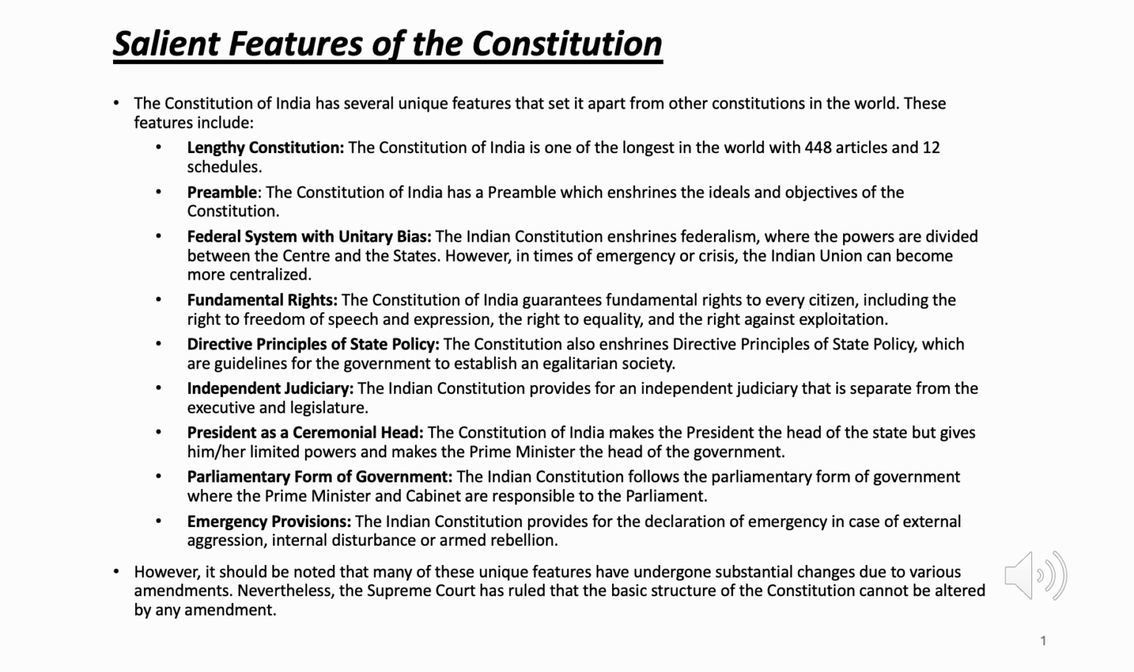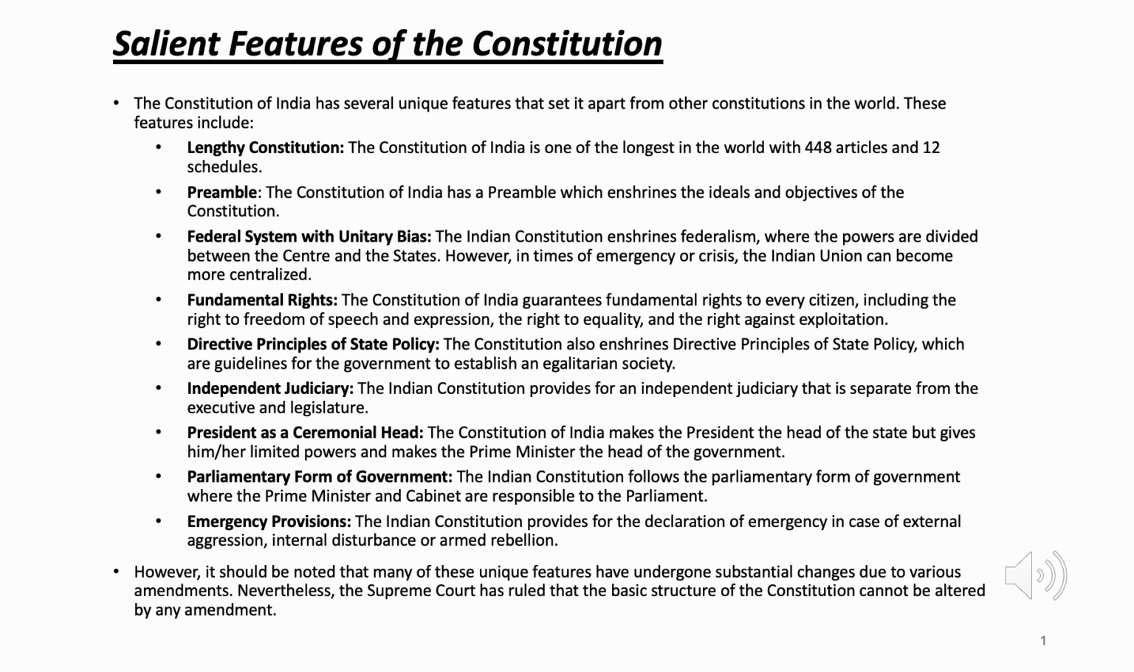Federal system with unitary bias. The Indian Constitution enshrines federalism, where the powers are divided between the center and the states. However, in times of emergency or crisis, the Indian Union can become more centralized. Fundamental rights. The Constitution of India guarantees fundamental rights to every citizen, including the right to freedom of speech and expression, the right to equality, and the right against exploitation.